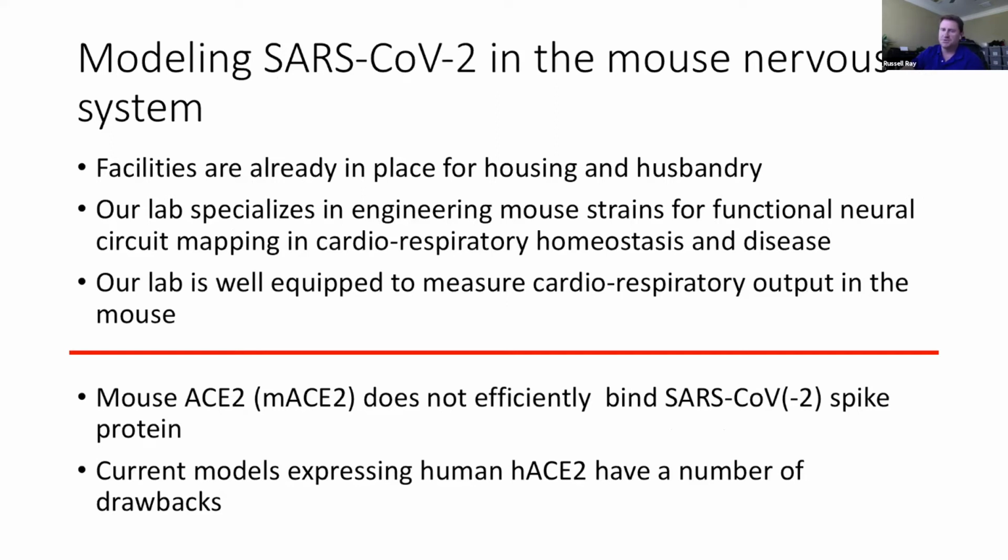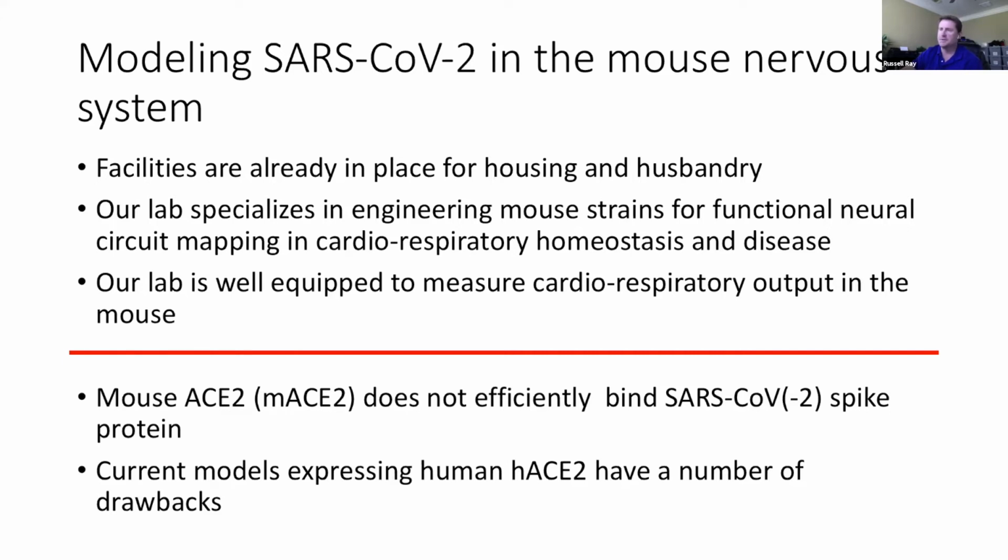And the reason why we would choose the mouse as a model system compared to a number of other animal models out there is that our facilities are already in place for housing and husbandry. Our lab in particular specializes in engineering mouse strains for functional neural circuit mapping and cardiorespiratory homeostasis and disease. And we are well equipped to measure cardiorespiratory output in the mouse once we have established these models.